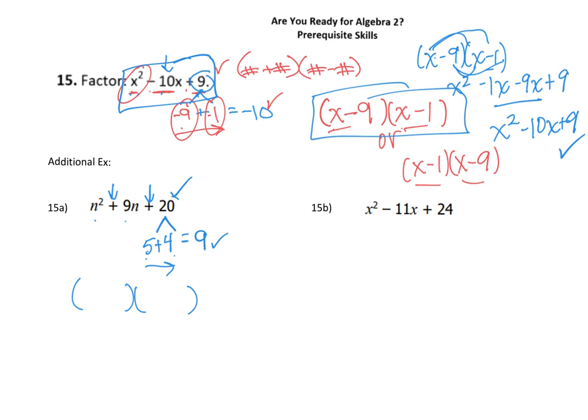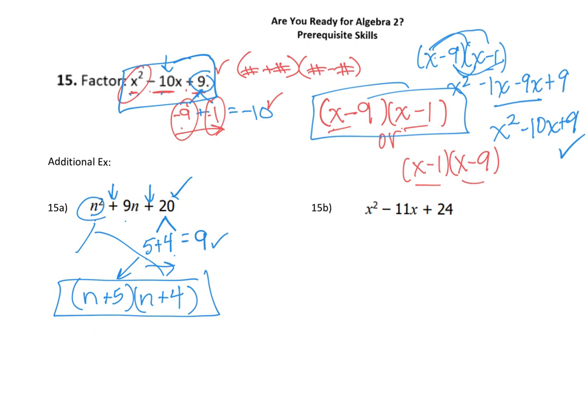We'll talk about that more in class. My variable here is n squared. We break it apart to give each of these one of those n's. And then we put positive 5 in one set of parentheses, positive 4 in the other. And again, it doesn't matter which set of parentheses came first. It multiplies out the same. That's our commutative property. Okay, 15b.